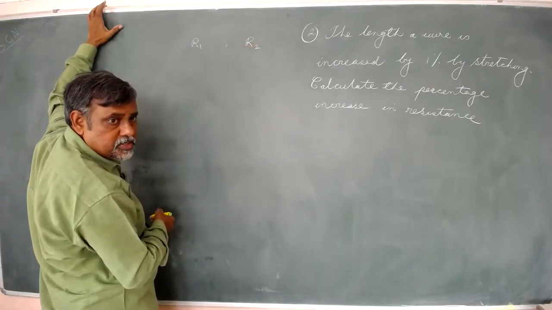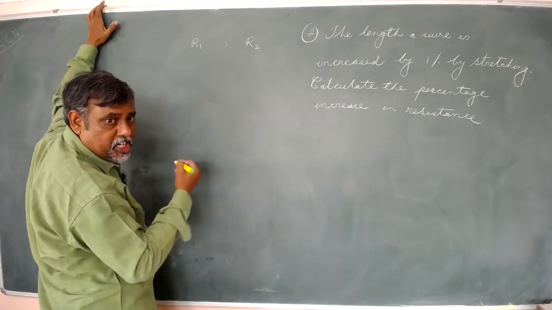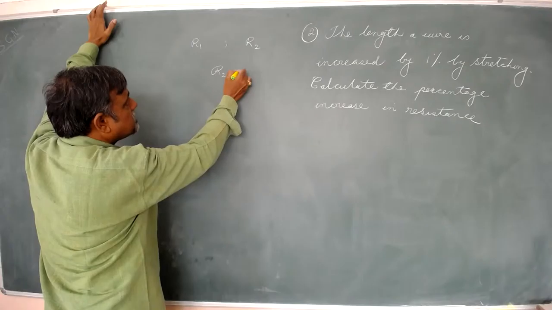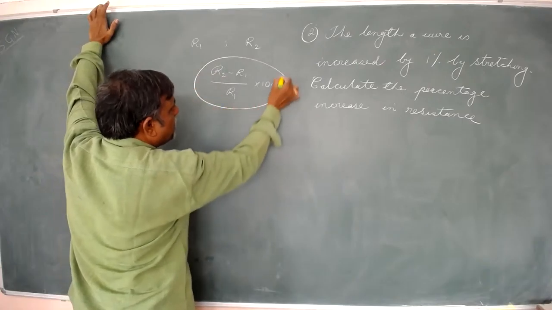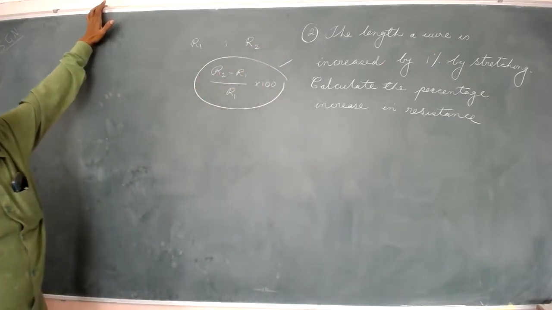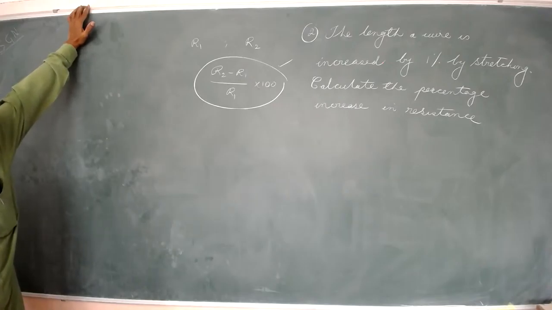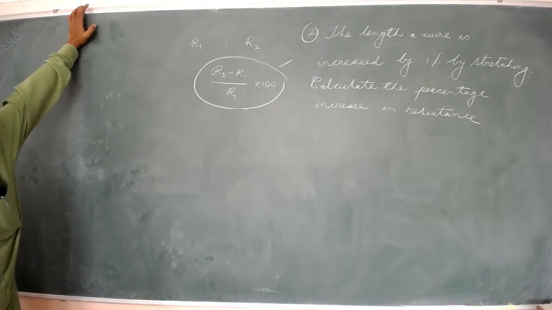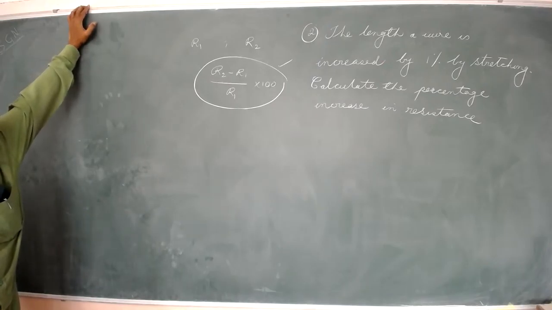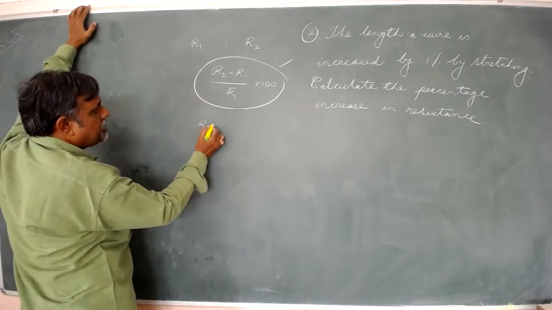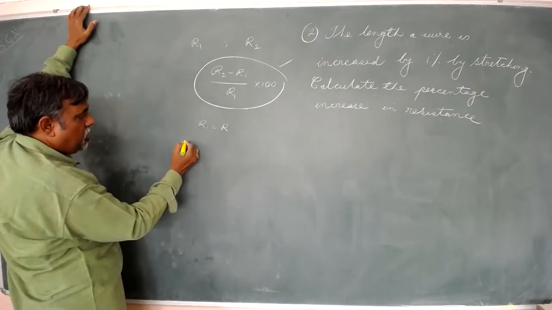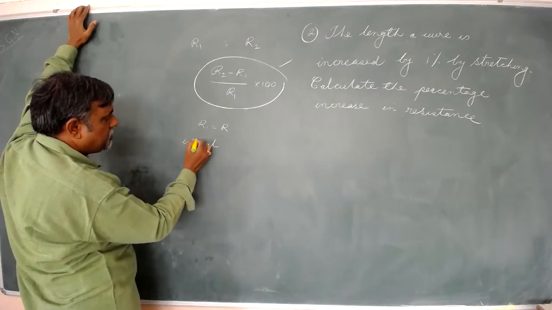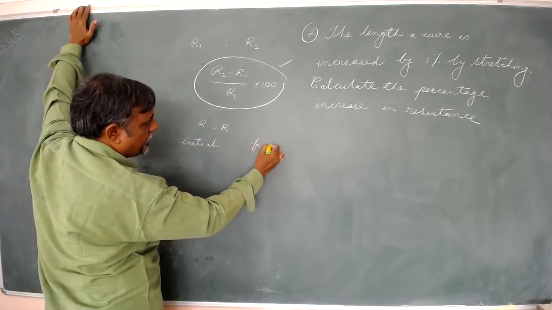What is the percentage change? Percentage change means change in the resistance over the initial value, into 100. That is called percentage change. Now, R1 I will suppose as R. So, initial and final, two things are there. All initials I am writing over here, and all finals I am writing over here.